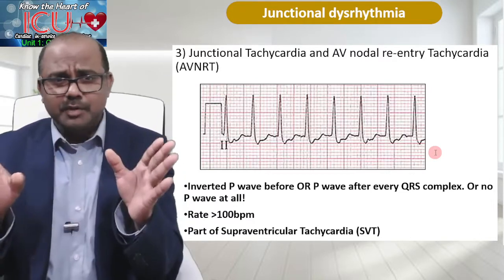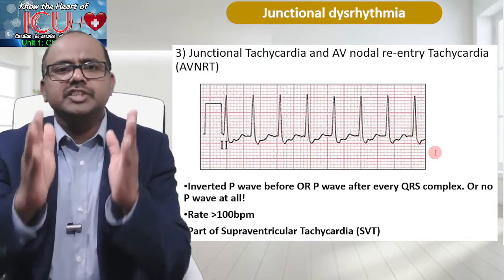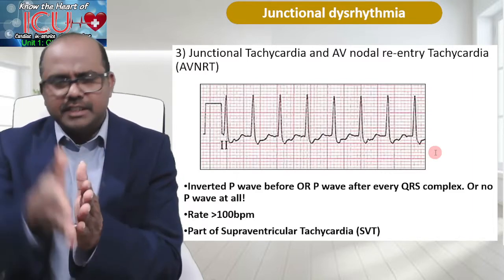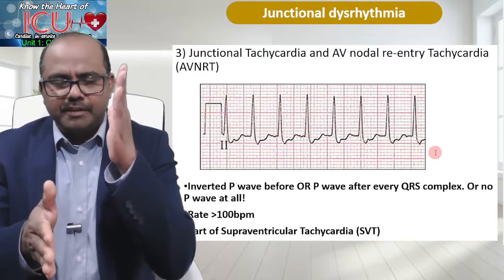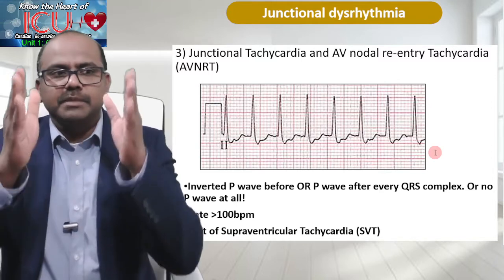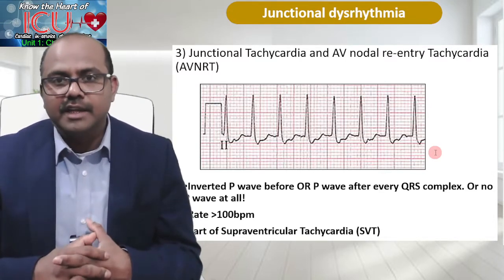But don't think about all that. Just go with junctional tachy or AVNRT. That's a junctional tachycardia. That means there will be a narrow complex tachycardia and it will be regular. And if there is a P wave, it is definitely inverted, maybe after or before the QRS complex, but it will definitely be inverted. So that's the classical sign of a junctional tachy.